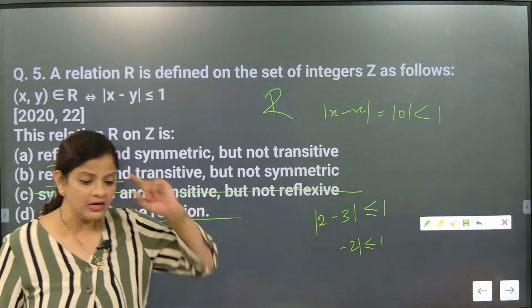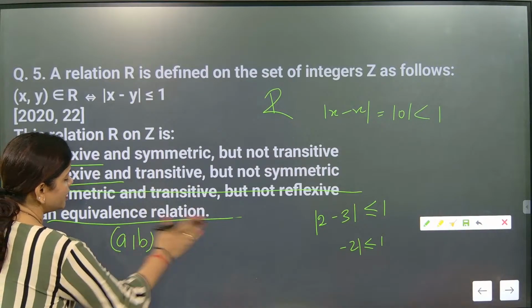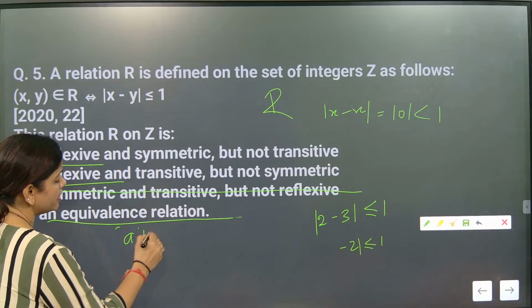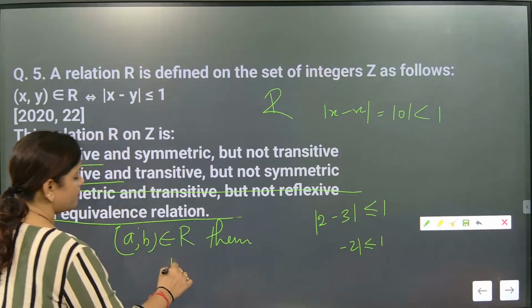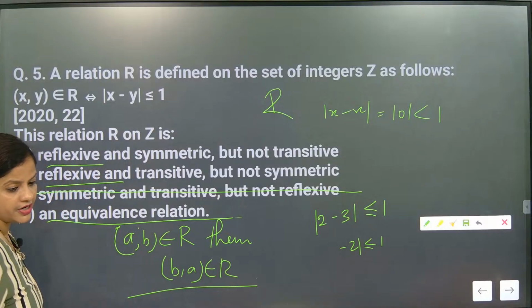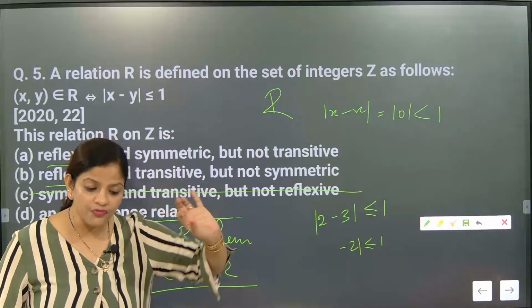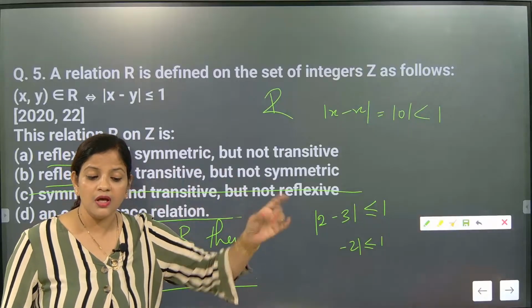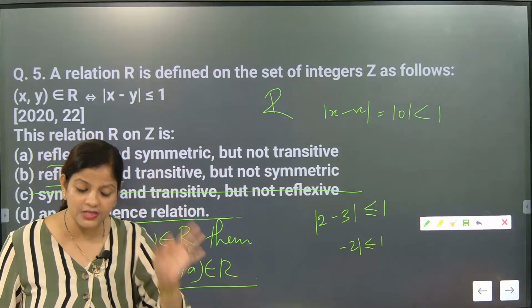You remember this part, otherwise mistakes will come. Now look here. (a, b) should belong to R, then only (b, a) should belong to R. This is the symmetric condition. So first it has to be symmetric. Remember, the first half should follow the rule, then you need to check whether the second half is following it or not. That is the case of symmetry.